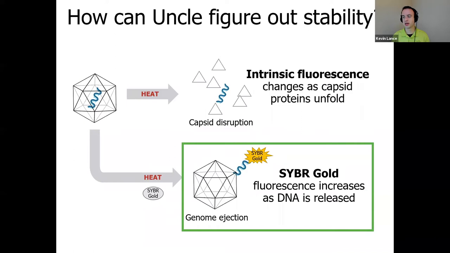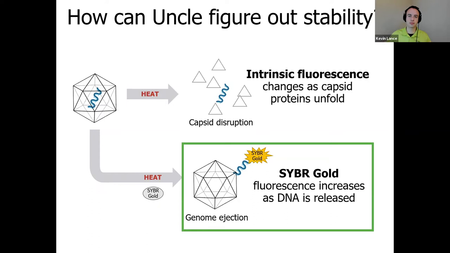Now, to examine the second stability pathway, the genome ejection pathway, we're going to add SYBR Gold dye, because SYBR Gold dye has a very useful behavior, which is it has a relatively low initial fluorescence and then increases when in the presence of a nucleic acid. So as that DNA escapes an AAV capsid, that SYBR Gold fluorescence will increase. And we'll just measure the area under the curve for that fluorescence behavior.